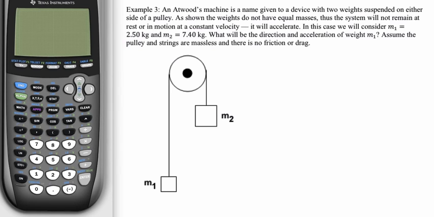It's also not going to move with constant velocity. Okay? In other words, the system is going to accelerate. In this case, we'll consider mass 1 to have 2.5 kilograms. Okay, so let's write that in. So here we have 2.50 kilograms. Okay, and mass 2, the heavier mass, is 7.40 kilograms. So 7.40 kilograms.